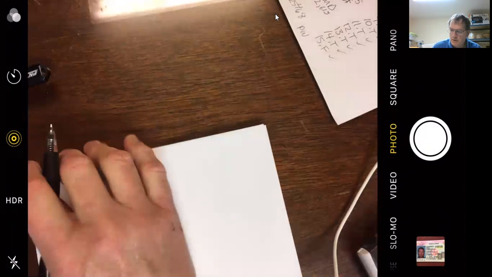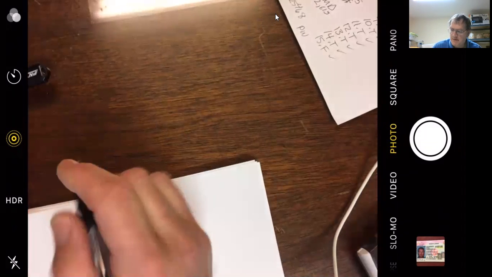Okay, this is the Math 1113 Zoom meeting, Friday, February 5th. And we're doing sections 5.1 and 5.2 this week. So I think we'll just start in with some problems from section 5.1.